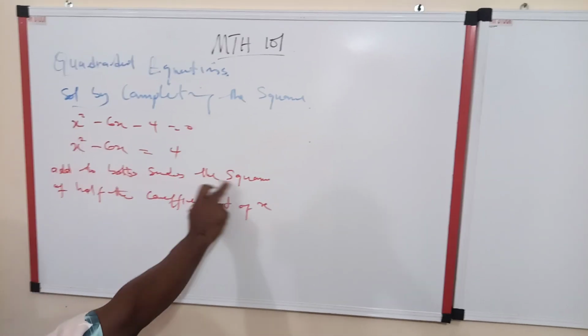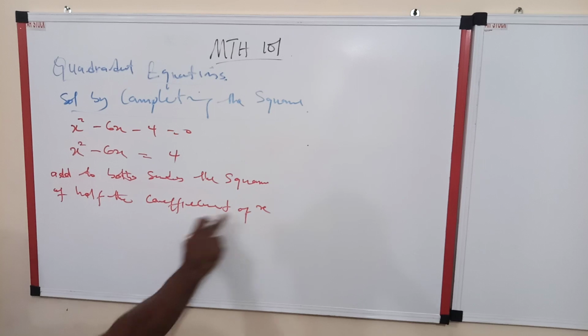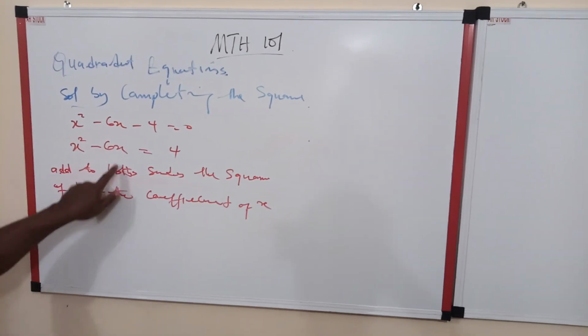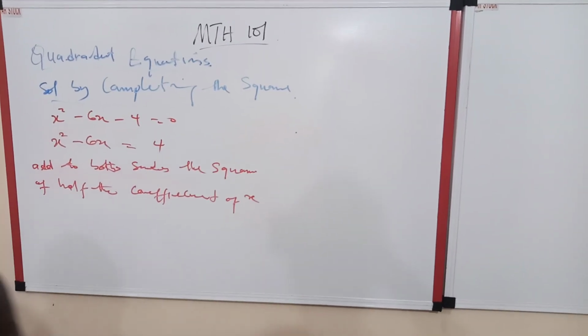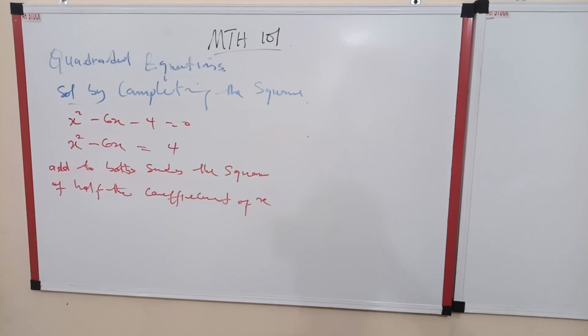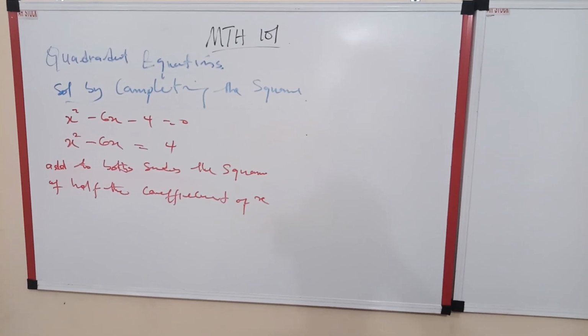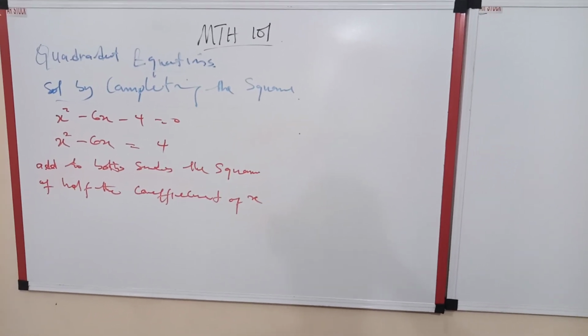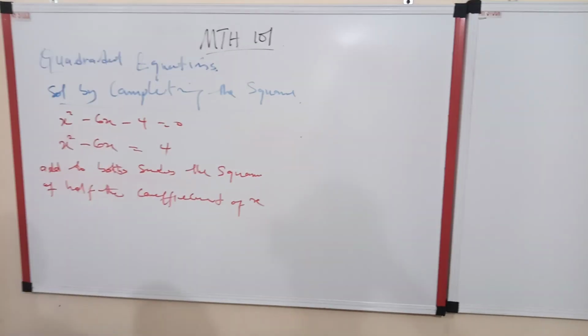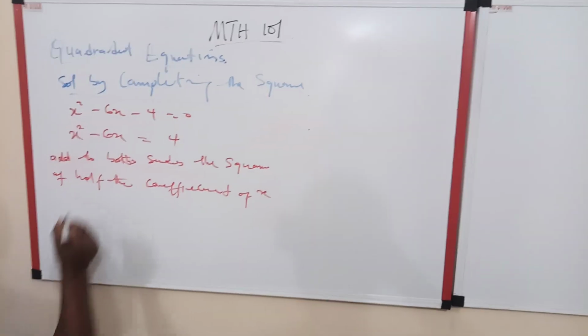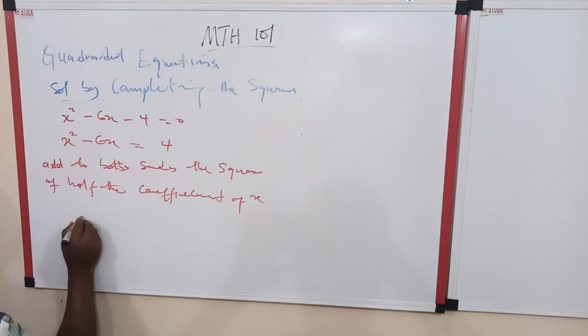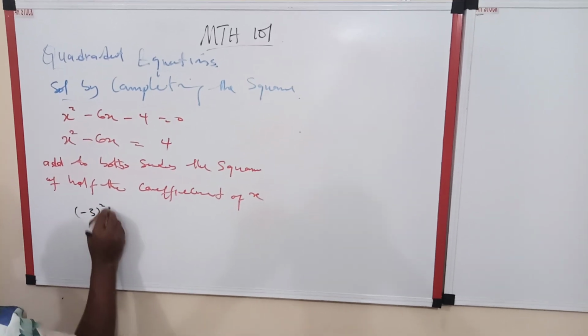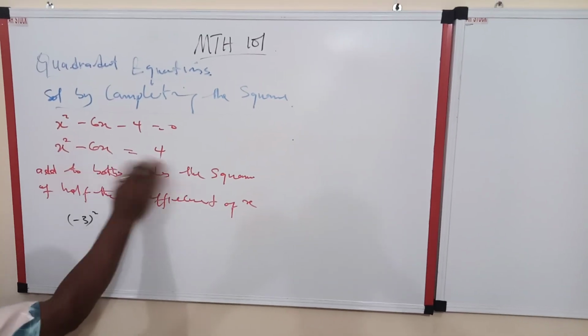Add to both sides the square of half the coefficient of x. And what is the coefficient of x here? The coefficient of x there is negative 6. So half of it will be negative 3. And we said we should square it. So what we are going to add here is negative 3, then we square it. That is what we want to add to both sides.